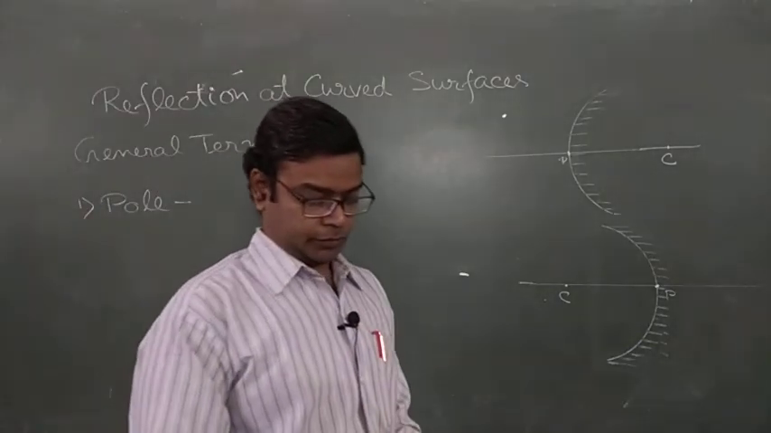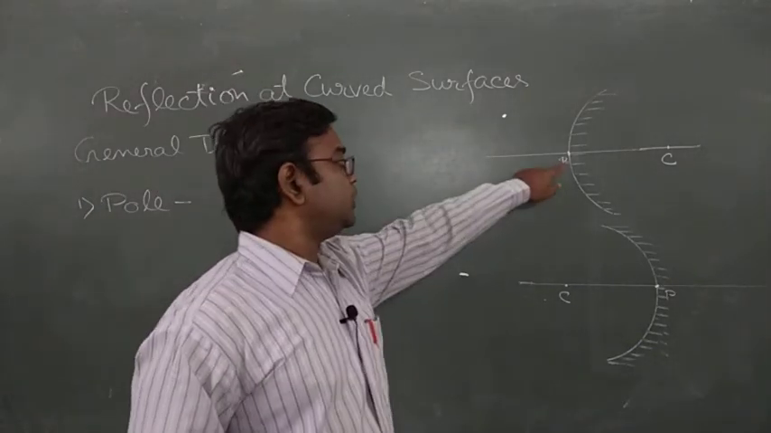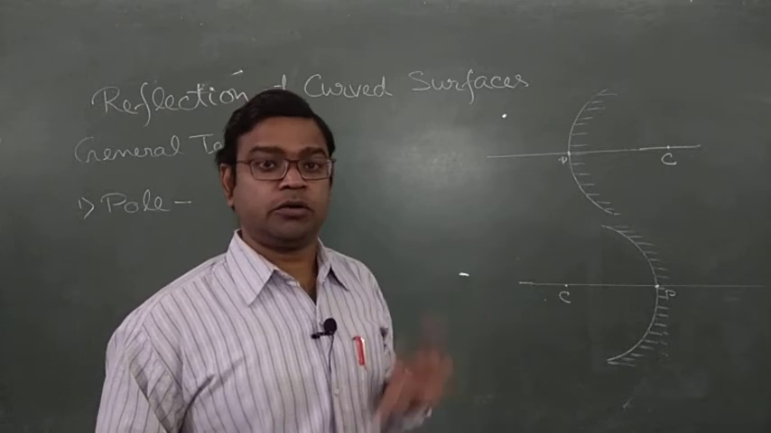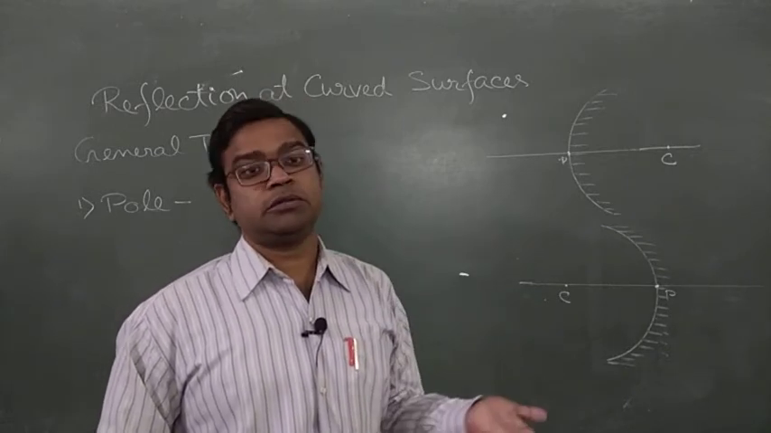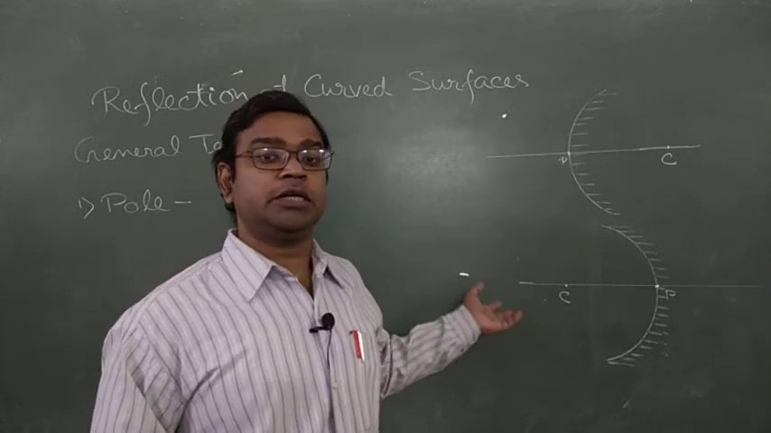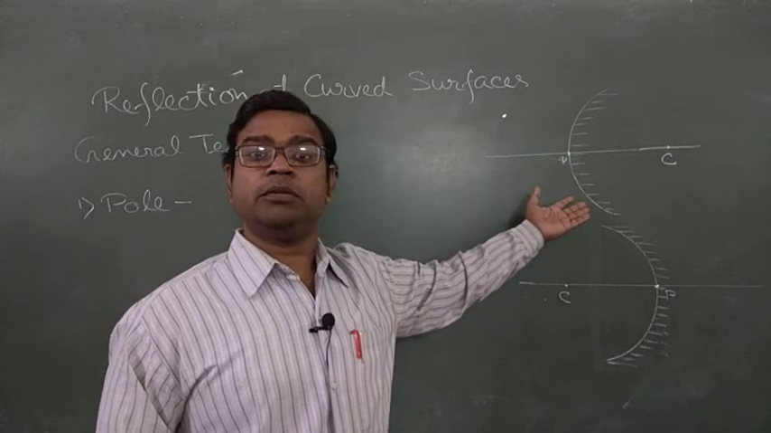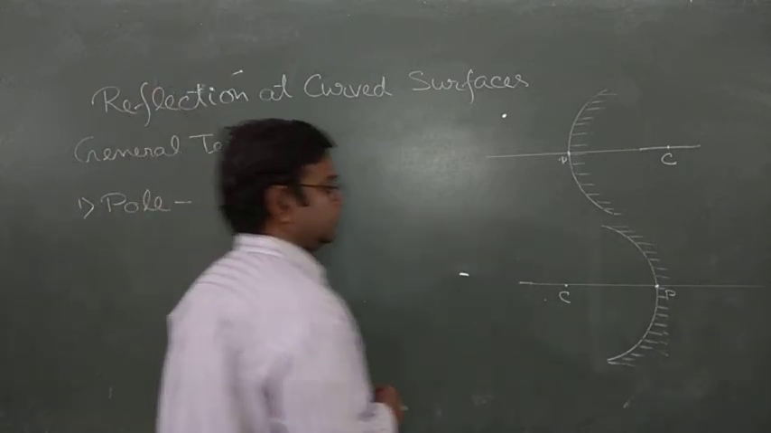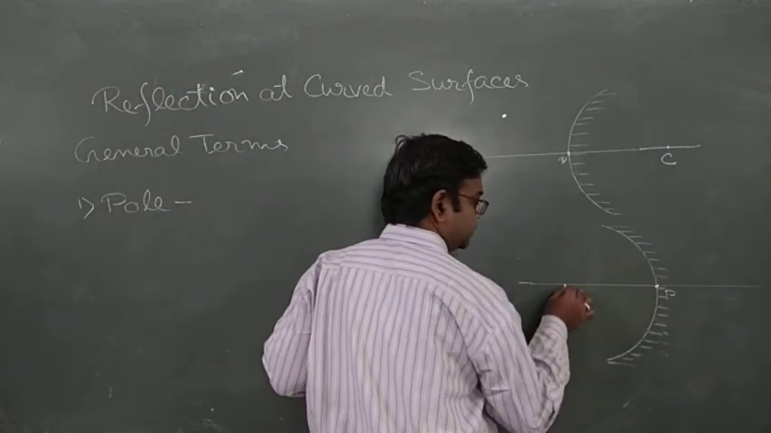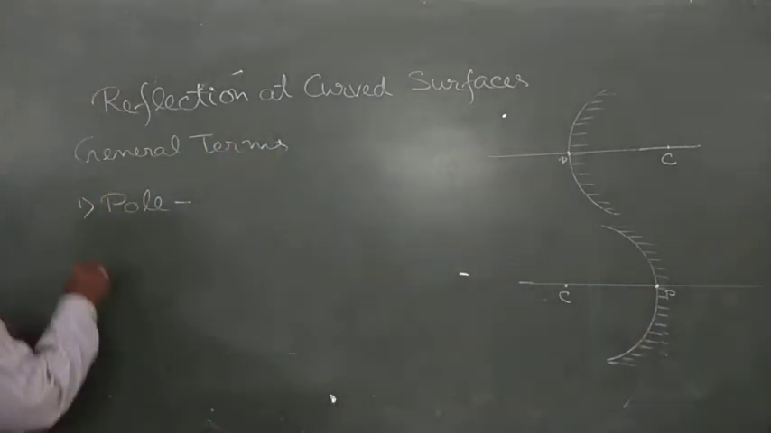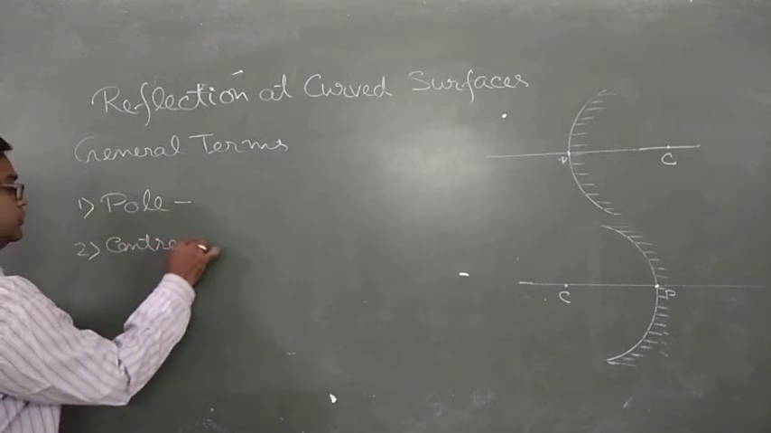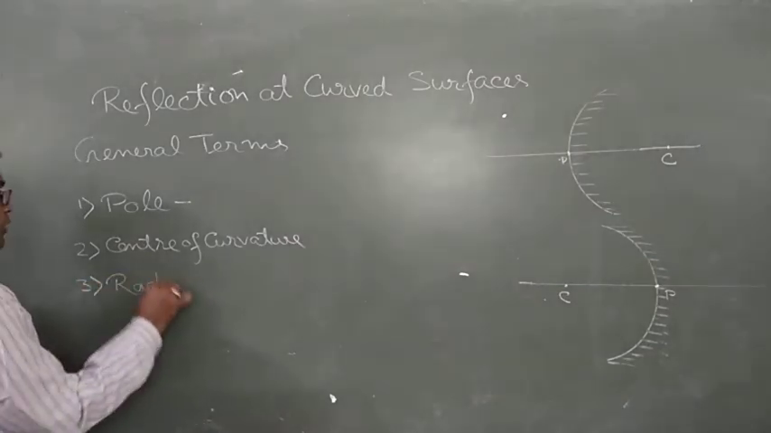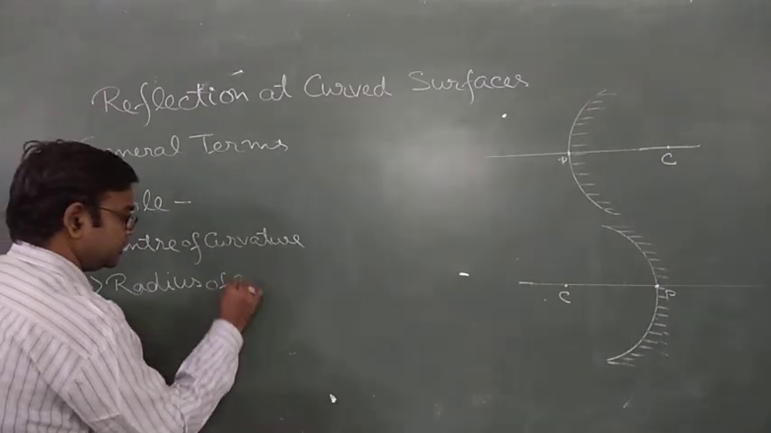The center of the hollow sphere. Always remember that pole is the middle part of the mirror only, and center of curvature is the center of the hollow sphere, not the mirror. Generally some people confuse pole and center of curvature, so do not confuse. Center of curvature is the center of the hollow sphere, and pole is the middle part of the mirror only. Now there is another topic, the radius of curvature. This distance from the center of curvature to the pole is known as the radius of curvature. So the second point we discussed, center of curvature, already discussed. Then radius of curvature, as you know, is the distance between the center of curvature and the pole.